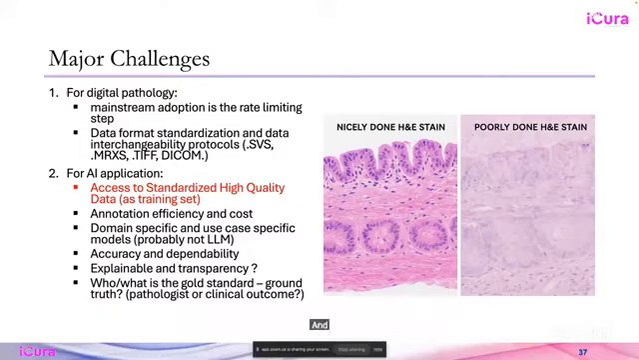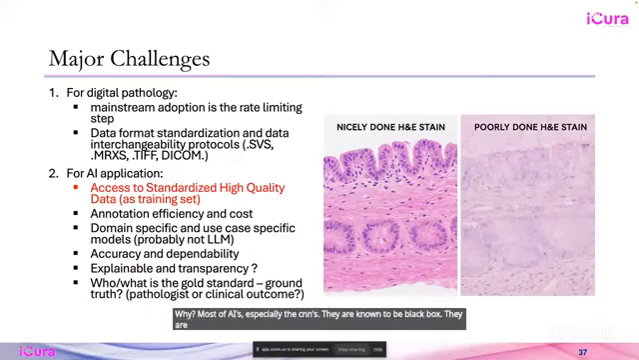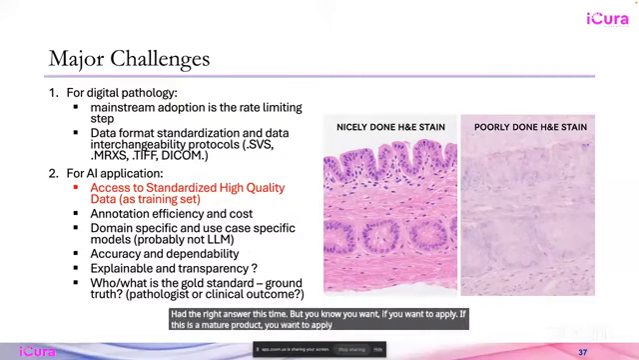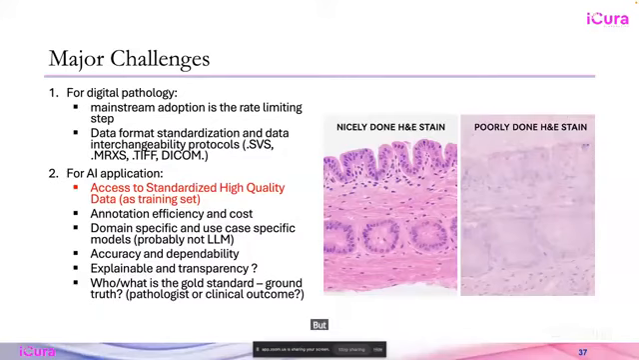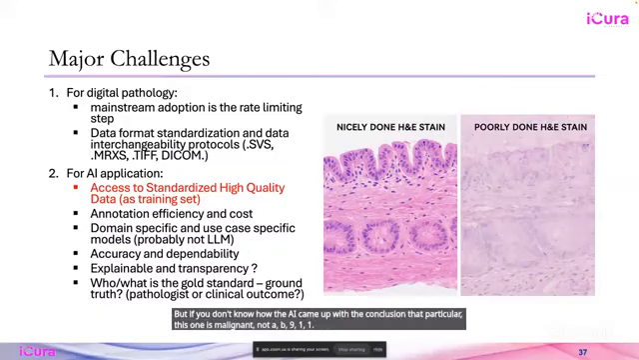Another big thing is explainability and transparency, especially in healthcare. If the AI tells me that this is a prostate cancer instead of just a benign hypertrophic prostate, why? Most AIs, especially the CNNs, are known to be black boxes. They are not going to be able to tell you. So how do you know that the AI didn't just get the right answer by luck this time? If this is a mature product, you want to apply it to hundreds of thousands of patients, right? But if you don't know how the AI came up with the conclusion that this particular one is malignant, not a benign one, and you still have a doubt, that's a problem.